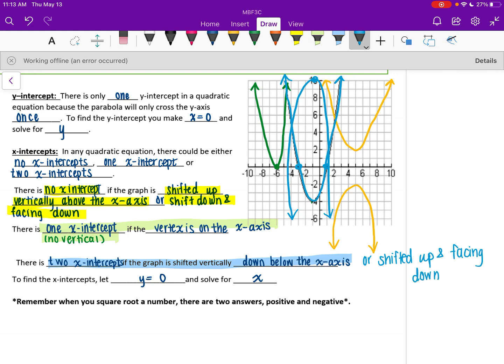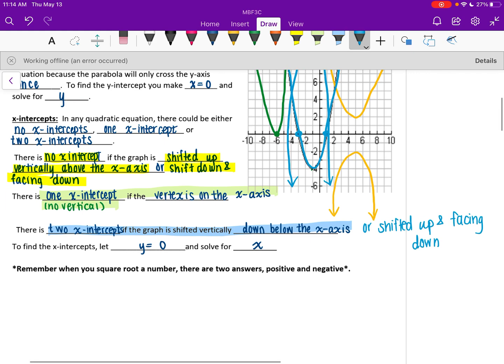Right, that would also be a possibility where you could have two x-intercepts. To find the x-intercepts, like I said, if you're looking for the x-intercepts, the y is going to equal 0, just the opposite. And then you're just going to solve for x.